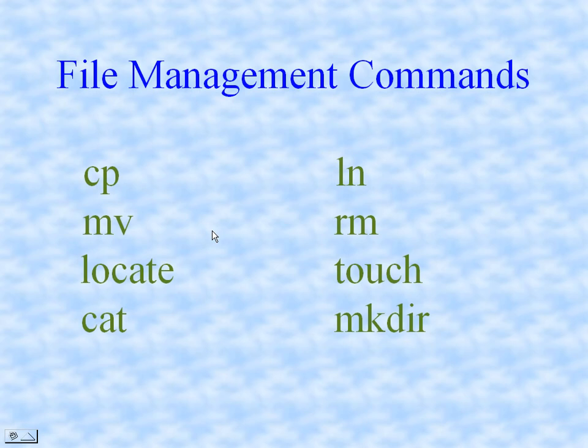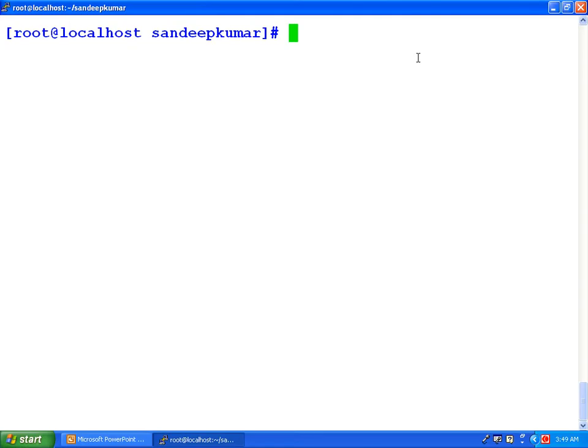Now let us move on to the file management commands. In file management commands, we can see different types of commands: cp, the copy command; mv, the renaming command; ln, for linking; rm, for removing a file; locate, for searching a file; touch, for creating an empty file; cat, for displaying the contents of a file; and mkdir, which is used to make a directory. Let us see them in detail.